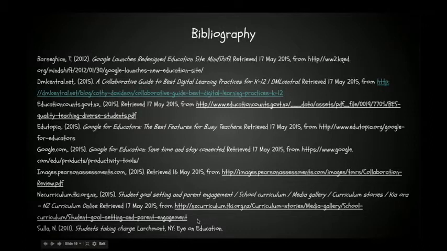So there we are. Using Google Apps for Education is going to help me increase the student agency in my classroom. It's going to help with student voice. It's definitely going to make a shift in how engaged the students are and involved in their actual learning process.